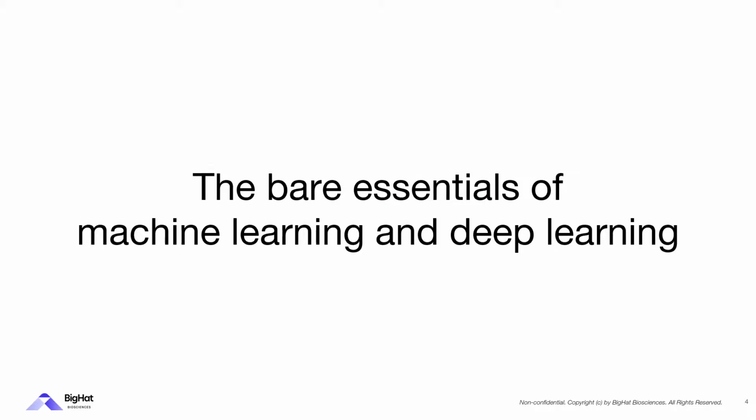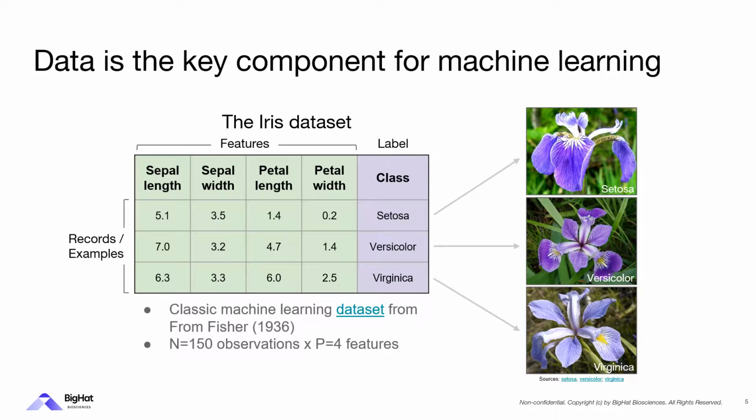So let's dive right into the bare essentials of machine learning and deep learning. Data is the key component for machine learning. All machine learning algorithms start with data. In this situation, I'm talking about a famous concrete data set, the IRIS data set from Ronald Fisher in 1936. Ronald Fisher collected a data set that had the sepal lengths and petal lengths and widths for 3 different species of irises in the United States: the setosa, the versicolor, and the virginicum.